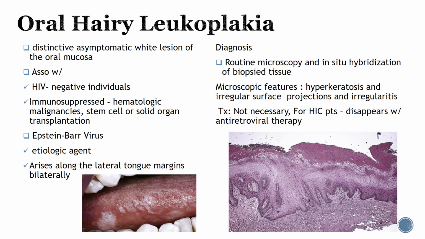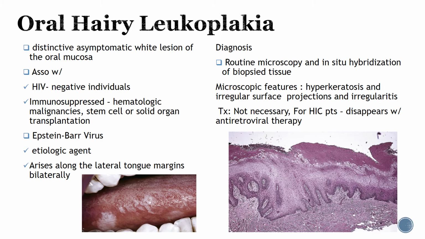Epstein-Barr virus is considered to be the etiologic agent of this lesion, which characteristically arises from the lateral tongue margins bilaterally, ranging from subtle white keratotic vertical streaks to thick corrugated and then to shaggy surface alterations. Early lesions may be more smoothly textured and macular in presentation. Less common sites include the dorsum of the tongue, buccal mucosa, and floor of the mouth.